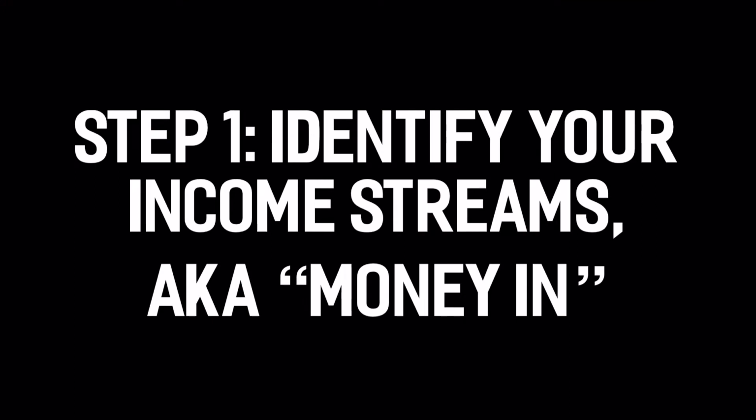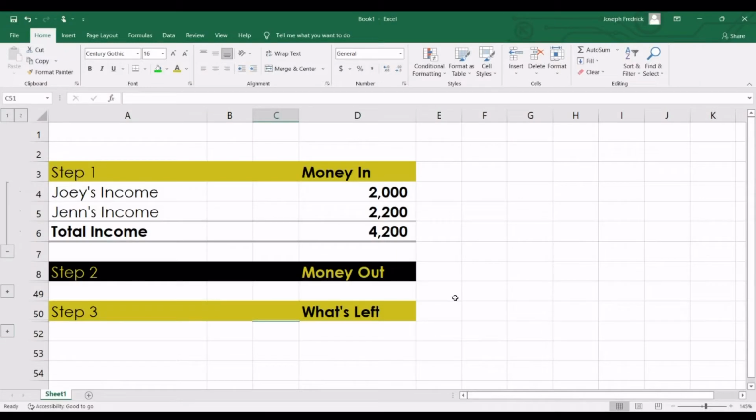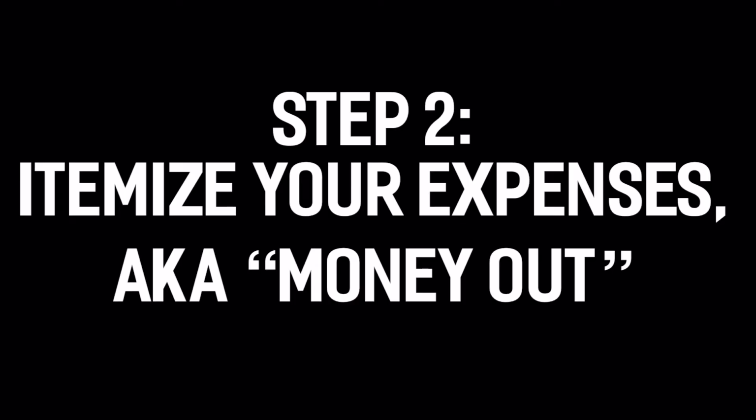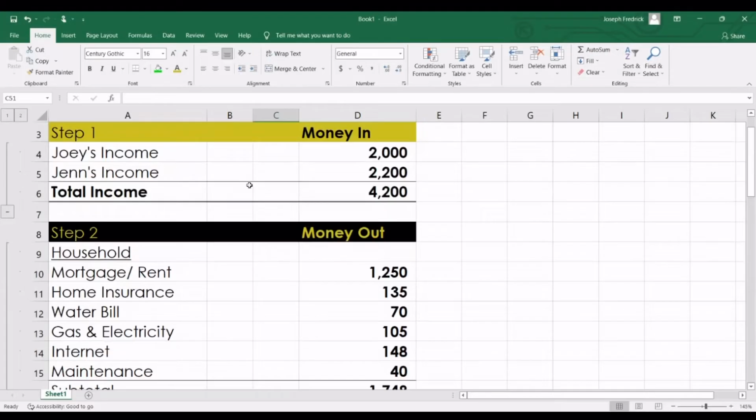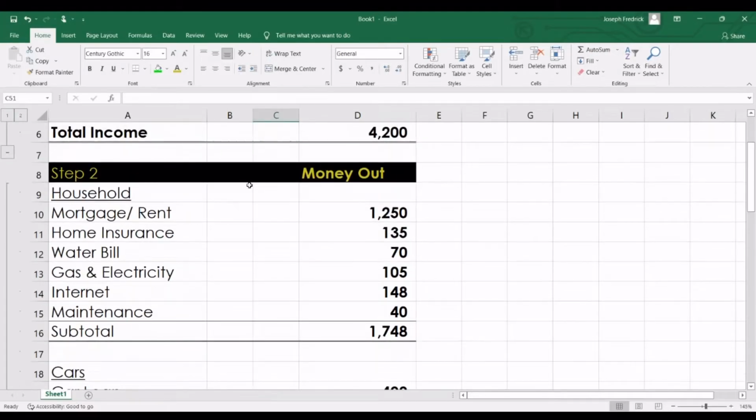Step 1. Identify your income streams, also known as money in. In this example, we start by identifying my wife and I's income. Step 2. Itemize your expenses, also known as money out. We have different categories. I like to start with the biggest category of expense at the top, which is for most people your mortgage or your monthly rent. I start with that and I add all items related to that, all expense items.